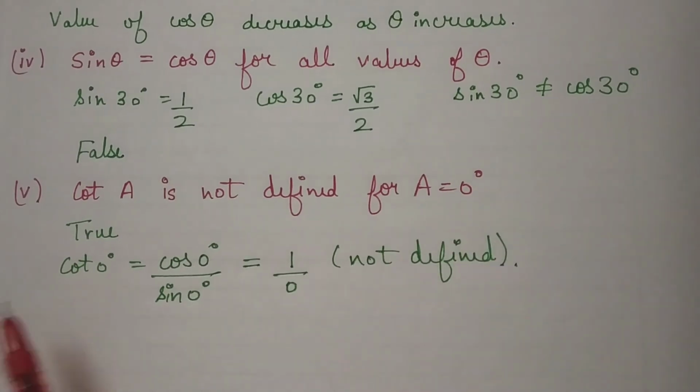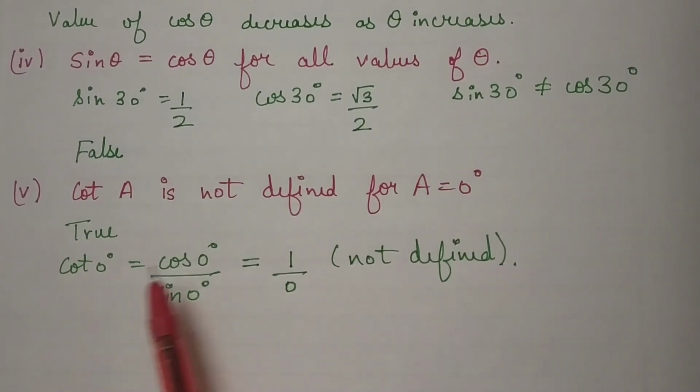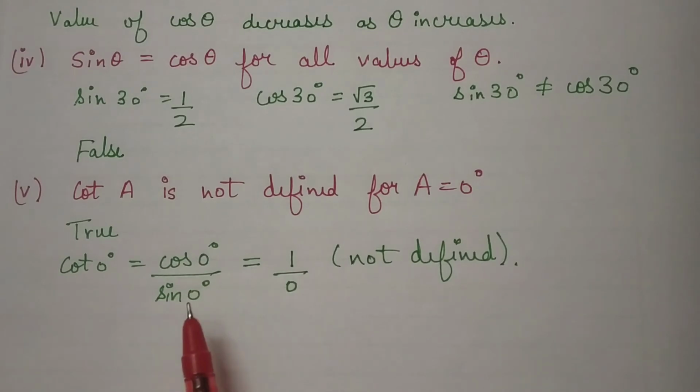Fifth part, cot A is not defined for A is equal to 0 degree. This is true because cot 0 is cos 0 by sin 0, which is 1 by 0, and 0 in the denominator is not defined.